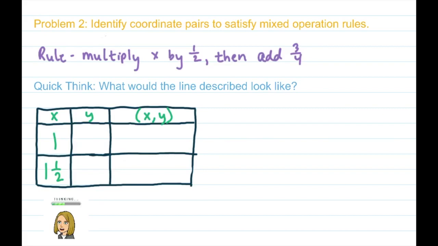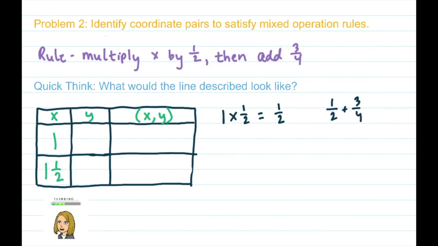So let's do the first one together. If I have my x as being 1, I need to figure out what would be my y coordinate. So following the rule, I would begin by multiplying 1 by 1/2. I know that 1 times 1/2 would then be 1/2. Then it says add 3/4. So I would add 1/2 and 3/4.